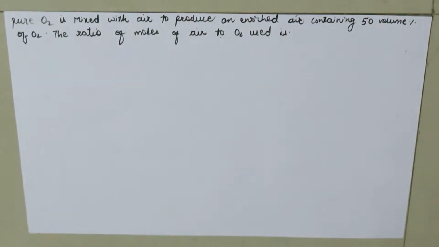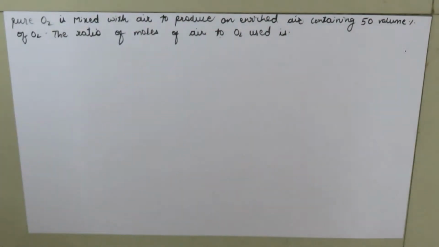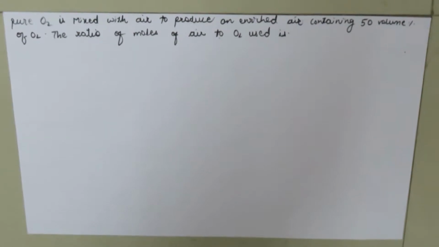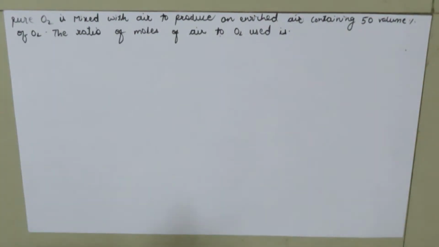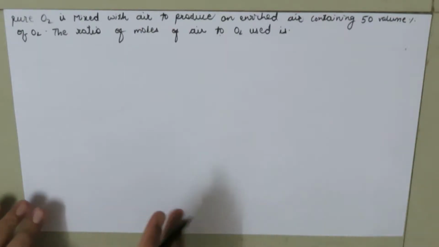Hi, and today we'll work on the problem which is based on the mixing of pure oxygen and air. So what we are going to do is, here we have our question. Pure oxygen is mixed with air to produce an enriched air containing 50 volume percent of oxygen. The ratio of the moles of air to oxygen used is.